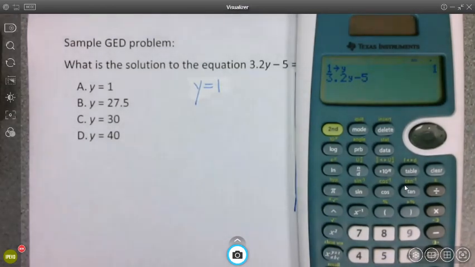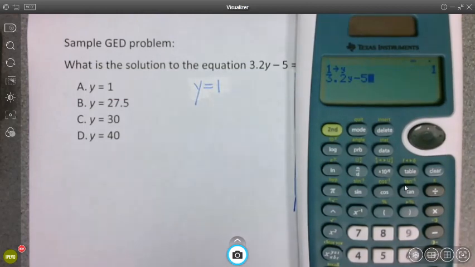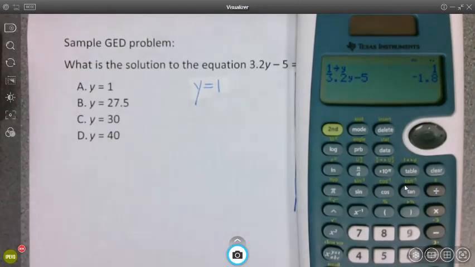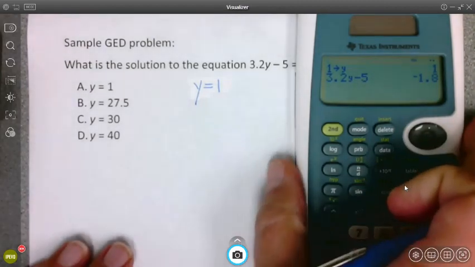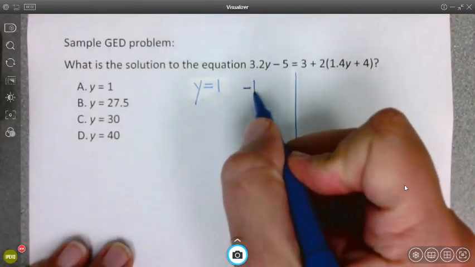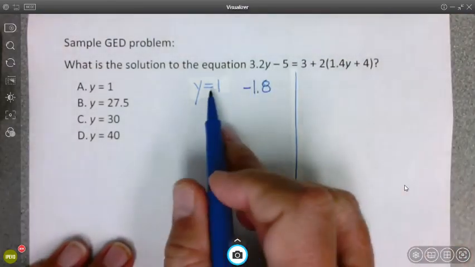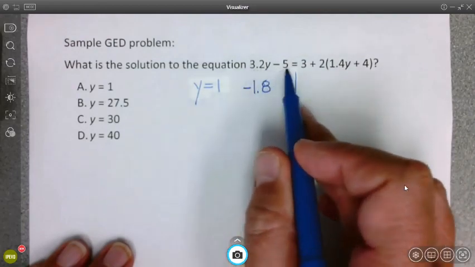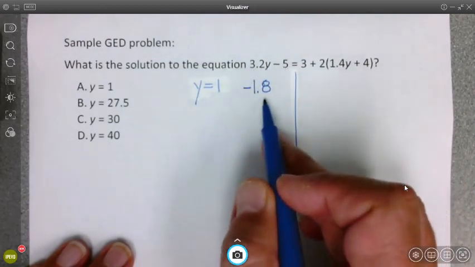When I hit enter, the calculator is going to evaluate. That is, it'll find the value of that expression for y equals 1. And I see that that's negative 1 8/10. So I'm going to write that right here, negative 1 8/10. So when y equals 1, this left-hand side of the equation has this value.